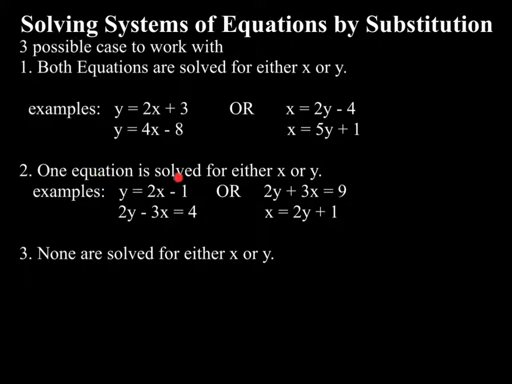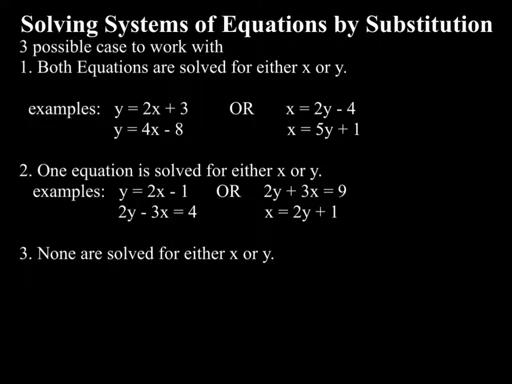Case two, one equation is solved for either x or y. So in this example here, we got the one equation solved for y, the other one isn't. We got the x and y both on the same side here. Over here, we got the one equation solved for x, and the x and y are on the same side on this one. So only one equation solved for x, one equation solved for y. So either you have both or you have only one of them solved for one of those variables.